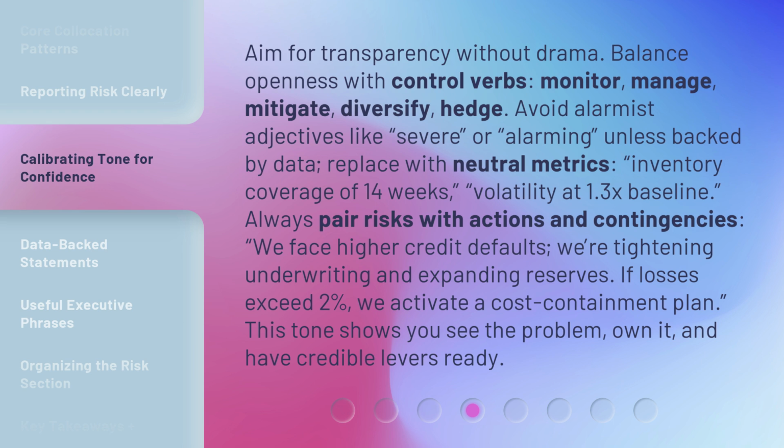Aim for transparency without drama. Balance openness with control verbs: monitor, manage, mitigate, diversify, hedge. Avoid alarmist adjectives like severe or alarming, unless backed by data. Replace with neutral metrics: inventory coverage of 14 weeks, volatility at 1.3x baseline. Always pair risks with actions and contingencies.